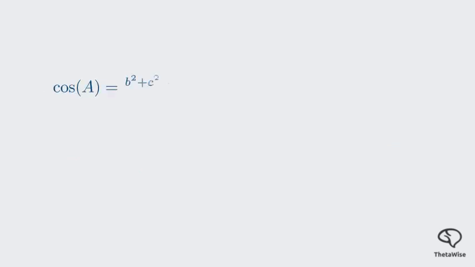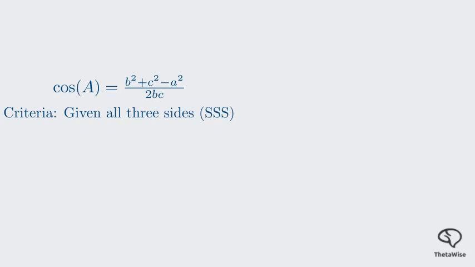What if we know all 3 sides but don't know any of the angles? We can rearrange the cosine rule to solve for the angle. This is the second form of the cosine rule. To use it, you must have all 3 sides. This is known as the side-side-side or SSS criterion.